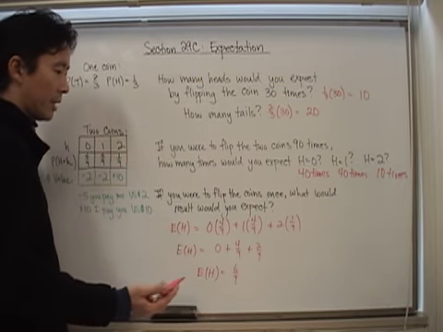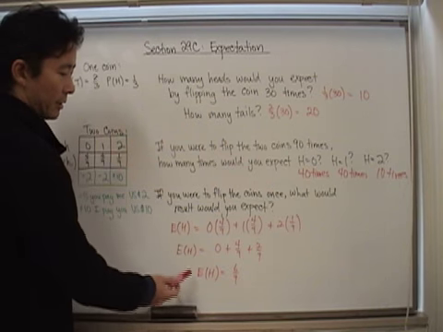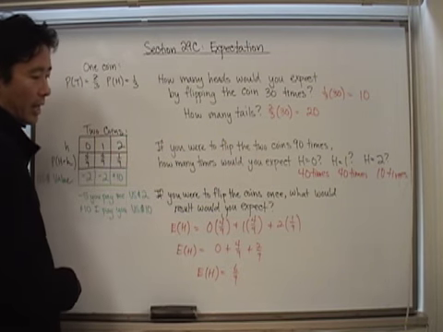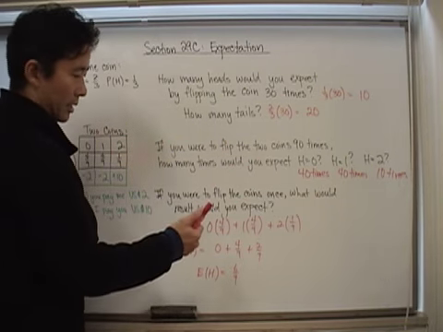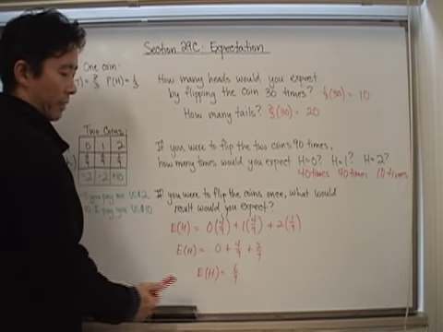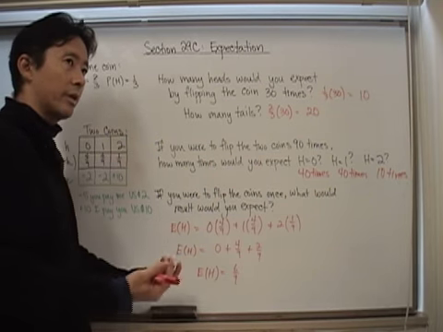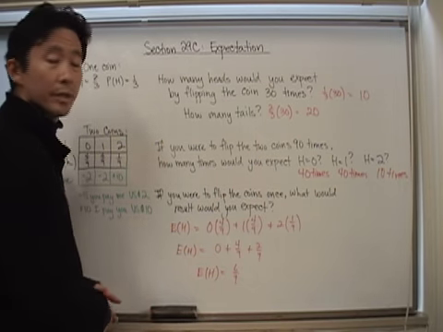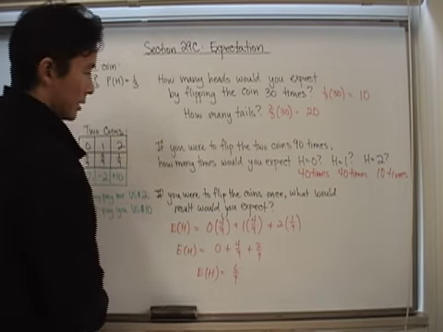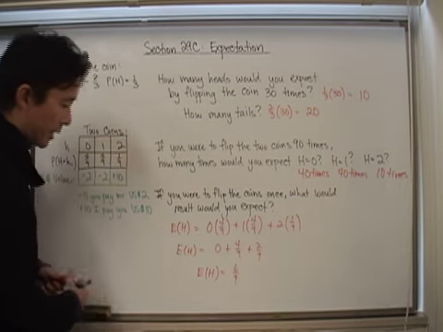Now, what does that mean? That means that if I was to take a look at this experiment and perform this experiment, I would come up with the expectation of 2/3 heads showing up every time that I do it. Okay?